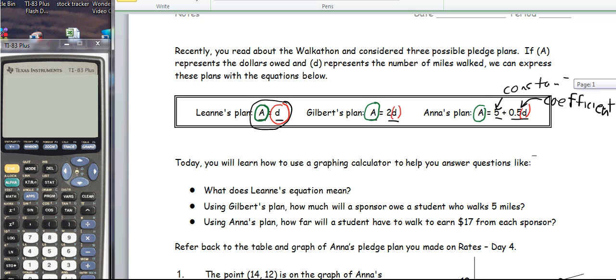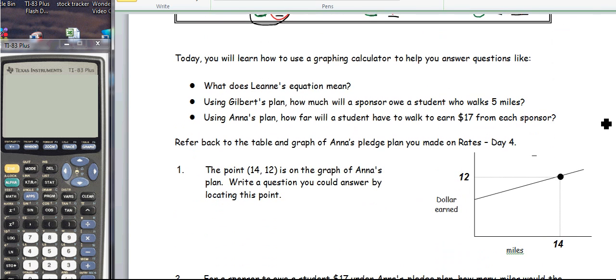Well, we're going to look at using the graphing calculator, and what we'll be doing is figuring out what these equations mean. What does Leanne's equation mean? If we use Gilbert's plan, how much will a sponsor owe a student who walks 5 miles? Using Anna's plan, how far will a student have to walk to earn $17? So here we're going to see if we have an input of 5, what will the output be? And on this one, if we have an output of $17, what does our input have to be? In other words, how many miles?